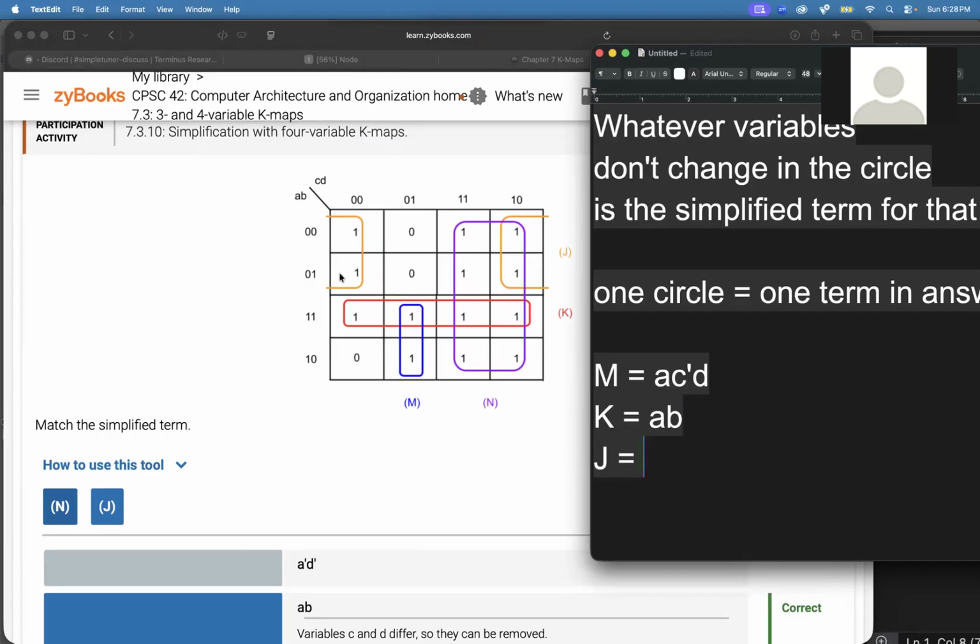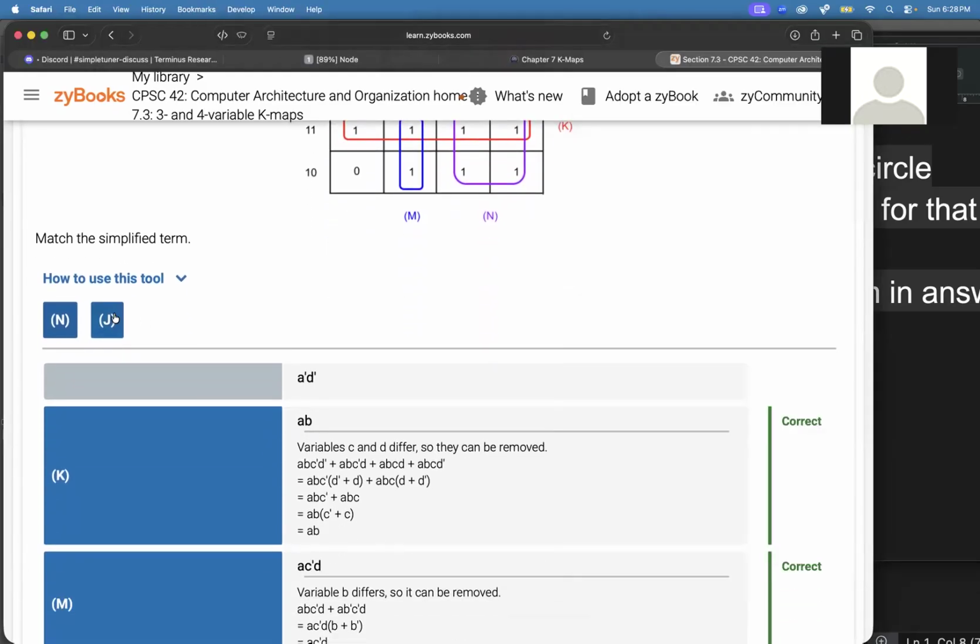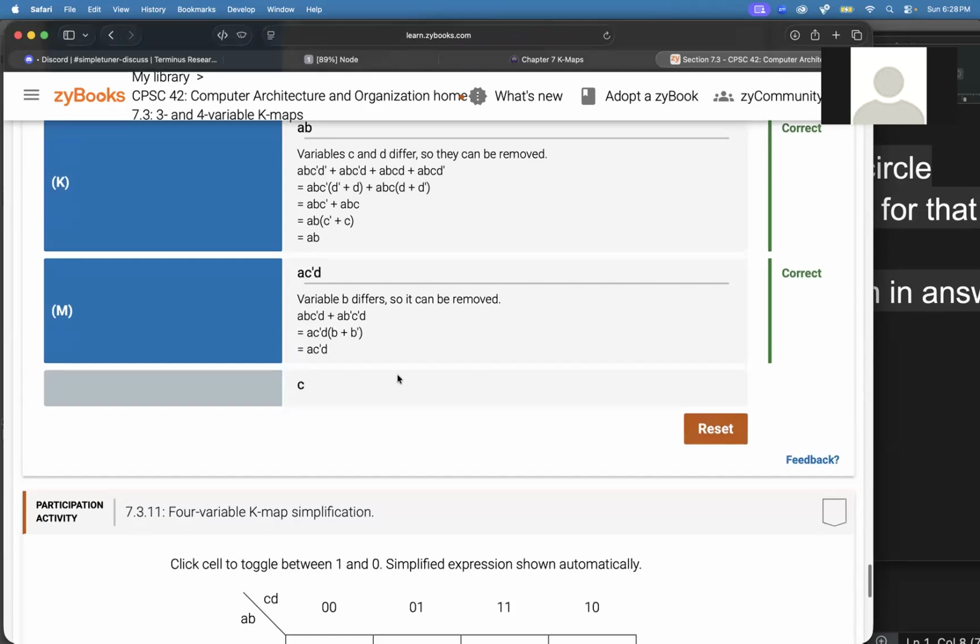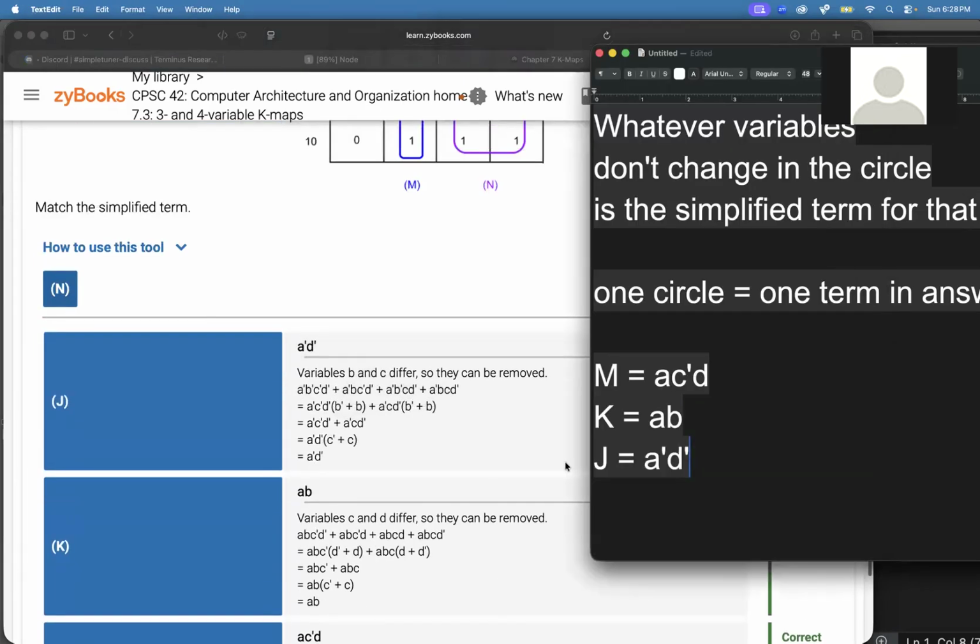A is 0, A is 0. Okay, so A is 0, which is not A. B changes, right? B0, B1. So B changes, so we don't write it. Let's move on to C. This is C0. This is C1. So C changes, so we don't write it. This is D0. This is D0. So D does not change, and it's 0. So that's not D. So J is not A, not D. Process of elimination. We're done, but we'll just do it anyway.